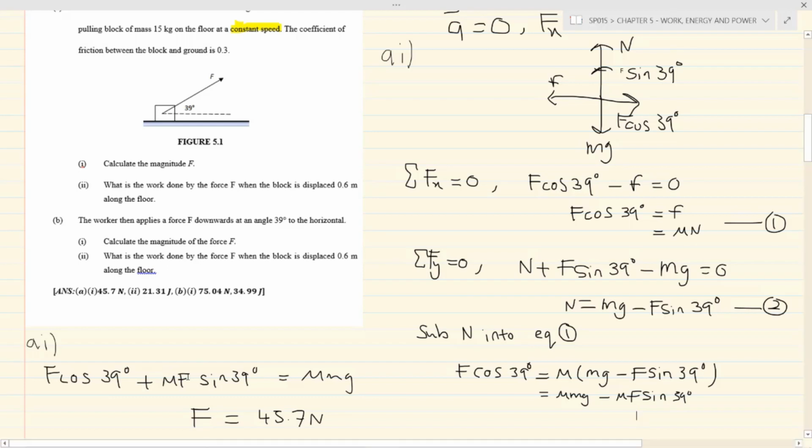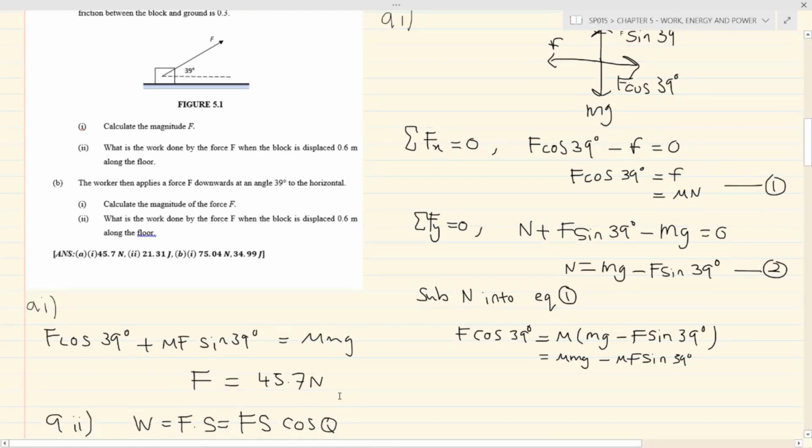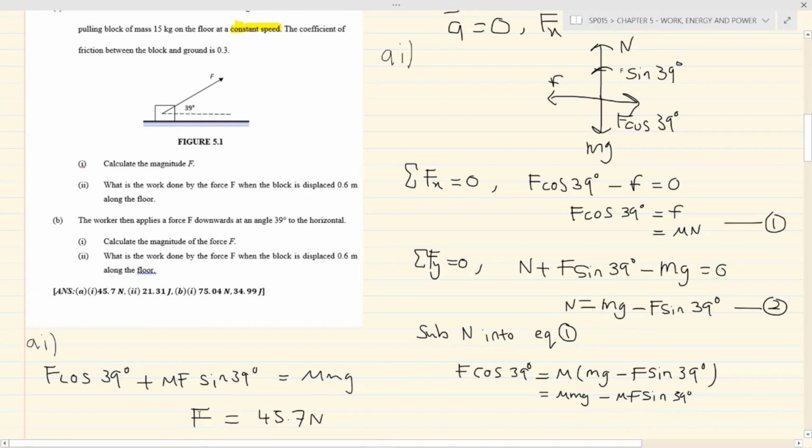Okay, I factorize out the force, factorize out the force on the outside, and bring cos 39 degree plus mu sin 39 degree to the bottom here. So all the terms are there. So you should be able to find the force, which is 45.7 Newton. Okay, simple enough. Okay, so now let's see question number A2. What is the work done by the force F when the block is displaced 0.6 meters along the floor?